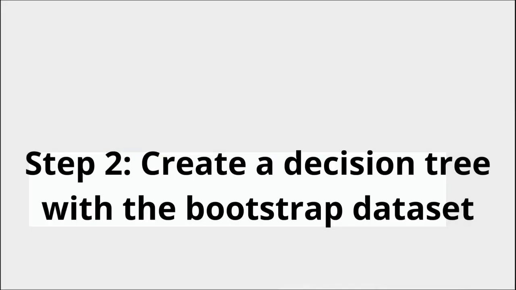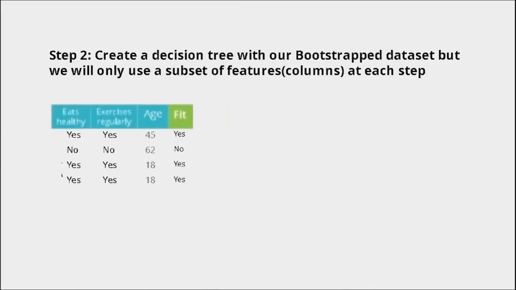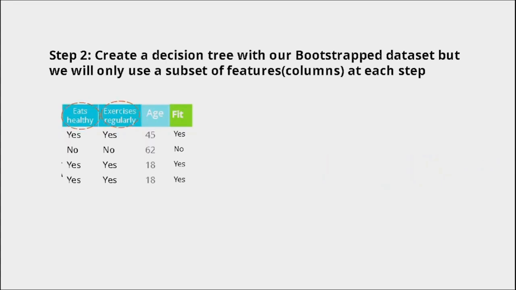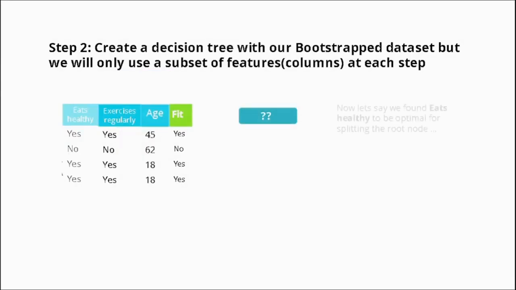Step 2. Create a decision tree with our bootstrap dataset. We will only consider a subset of features at each step. Again, out of the bootstrap dataset, we will only take a subset of features or columns at each step. So instead of taking all features for splitting the root node, we will randomly select 2 features out of the 3 as candidates. So these 2 features are our candidates for splitting the root node. Now let's say we compute their Gini impurities and find the feature eats healthy to be optimal for splitting the root node. We'll place eats healthy at the root node.